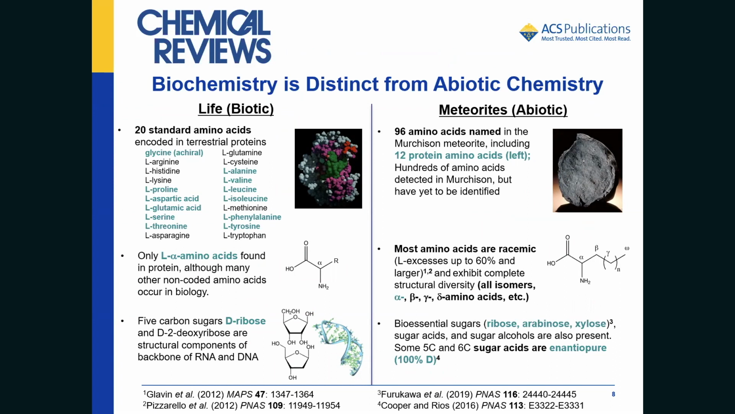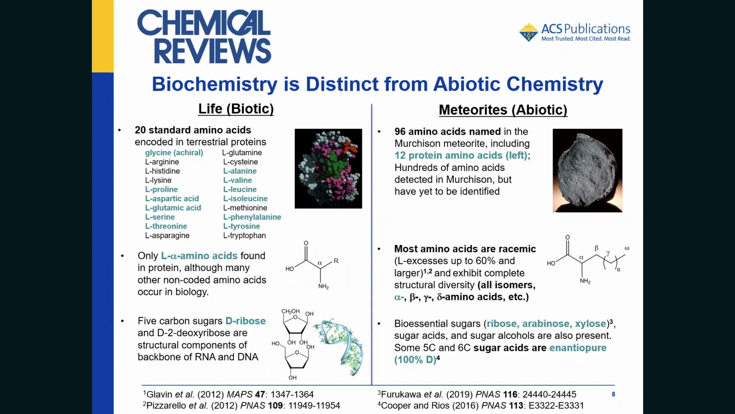And then you contrast that with meteorites. So on the right is a picture of the Murchison meteorite. And to date, 96 amino acids have been named in this meteorite alone, including 12 of the protein amino acids, and those are highlighted in the blue color there as well. And hundreds of amino acids that are rare, non-protein amino acids and other rare amino acids have been detected in Murchison, but have yet to be identified.